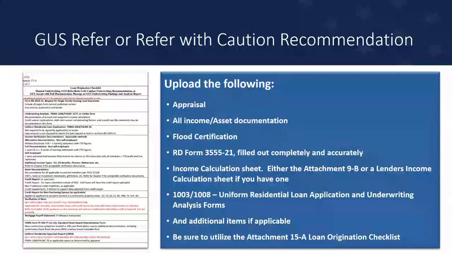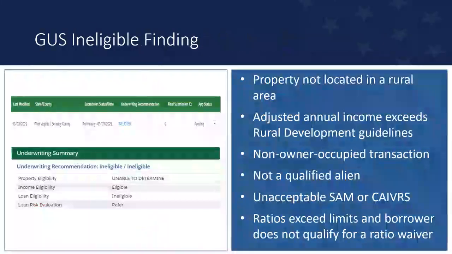Your credit report will already be in there, but if there's a credit report for a non-purchasing spouse, if the property is located in a community property state, your verification of rent if applicable, your flood certification, your appraisal report. Remember, make sure that all the pages are there, they're legible, and that you've got color photos, and then any additional items if they're applicable.